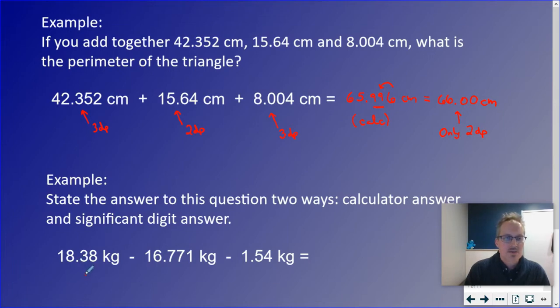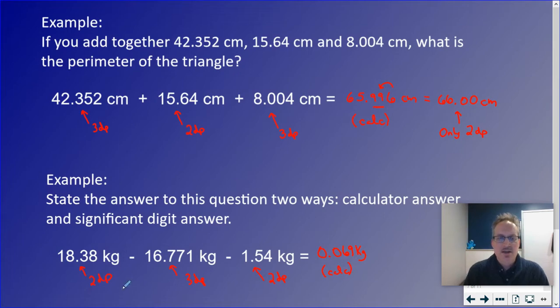In this question, it looks like we are allowed 2 decimal places here. We are allowed 3 decimal places here. And we are allowed 2 decimal places here. So if I subtract these 3 numbers from each other, in my calculator, the number I get is going to be 0.069 kilograms. And that is my calculator number.